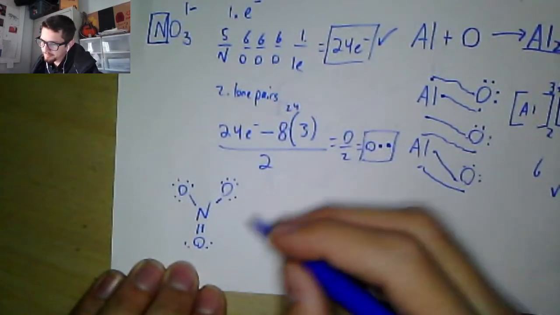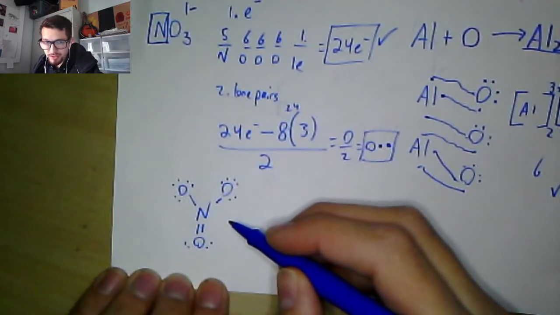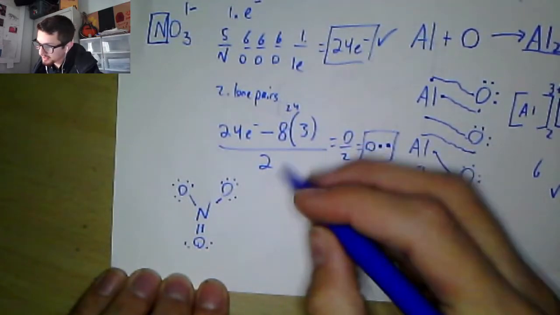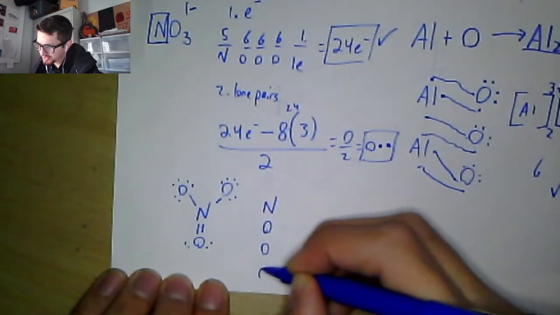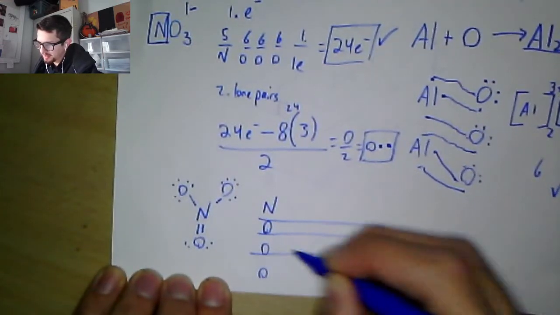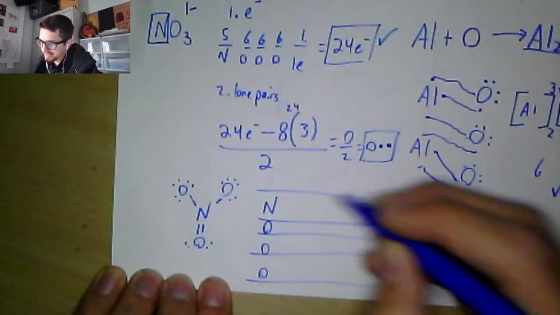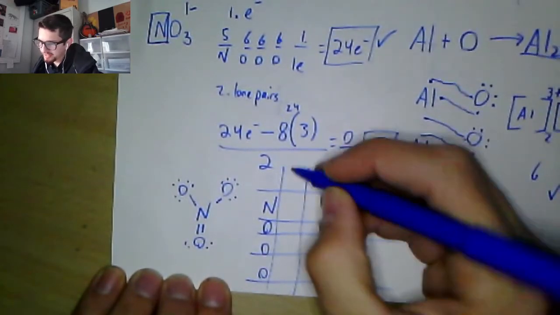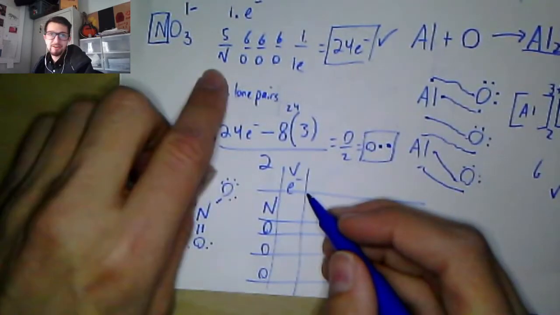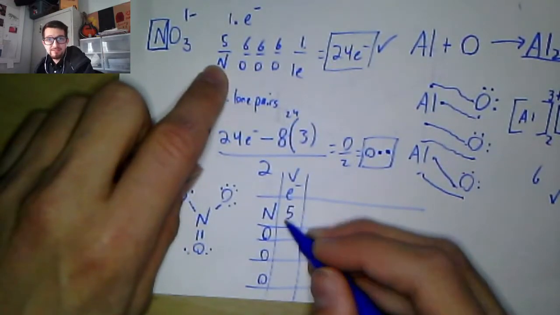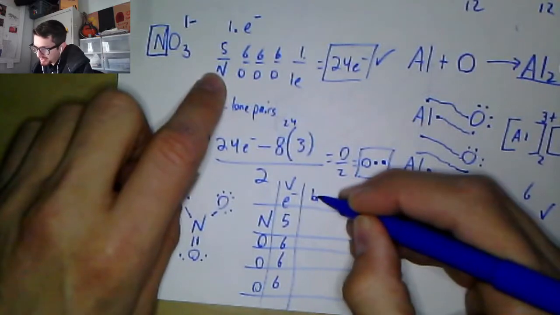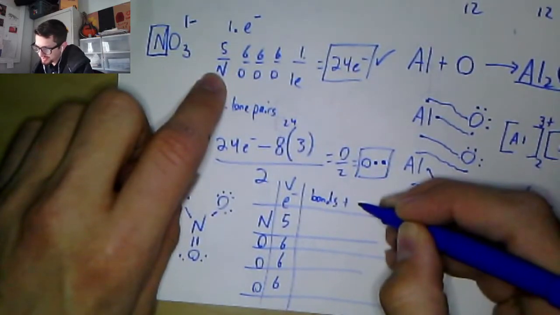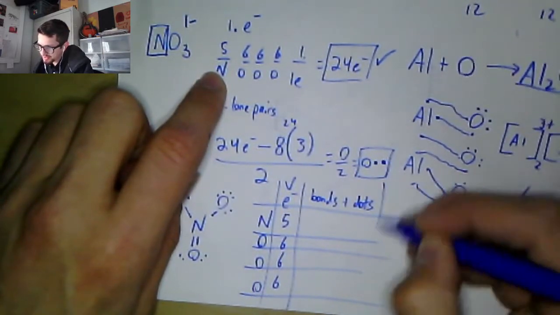where now I can draw the little formal charge chart. I've got nitrogen and 3 oxygens. First, I write how many valence electrons each thing has. I already wrote these up here. Nitrogen's got 5, and all my oxygens have 6. Now I say bonds plus bonds and dots.